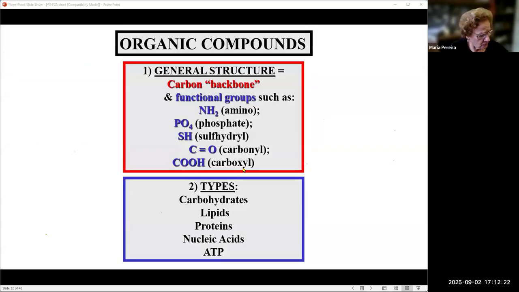Okay, now we move on to organic compounds, and we don't have that much time left. But organic compounds, remember, they contain carbon, and carbon is an essential atom for the organic compounds to allow the body to make carbohydrates, lipids, proteins, nucleic acids, and ATP. Carbon is the major atom. And why is it so important?